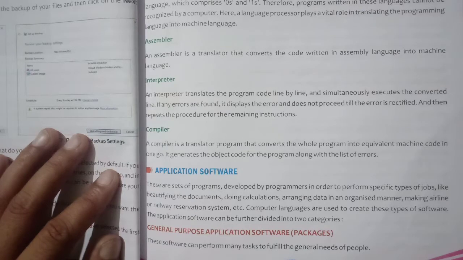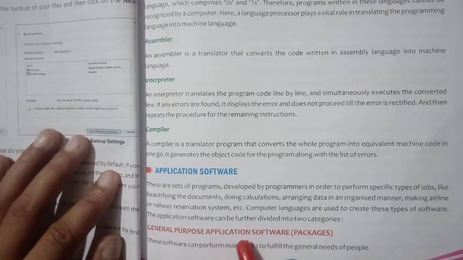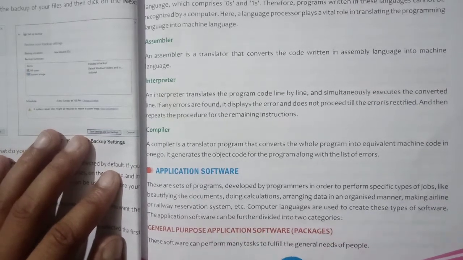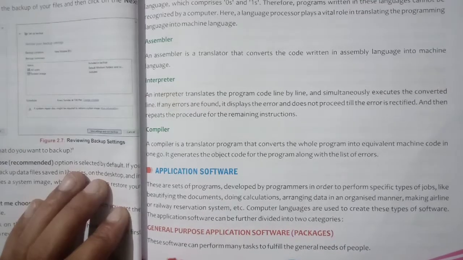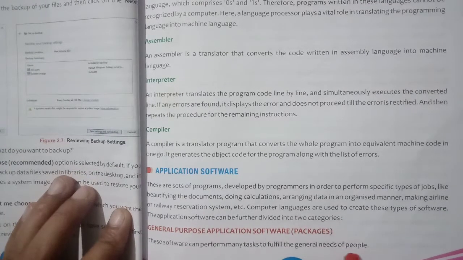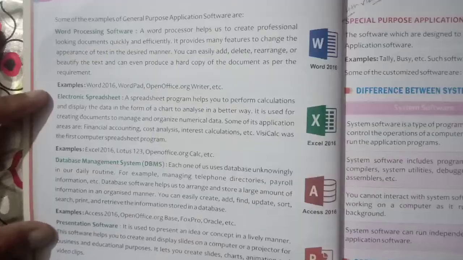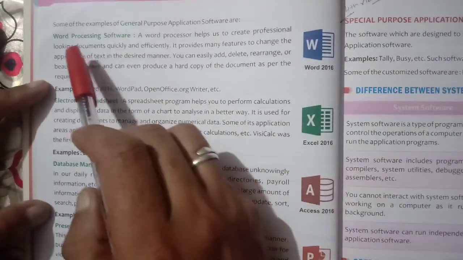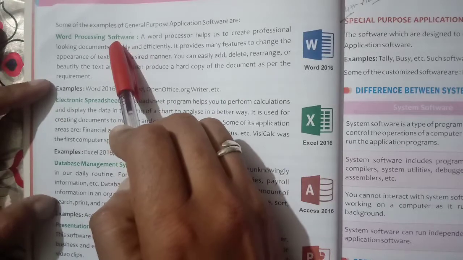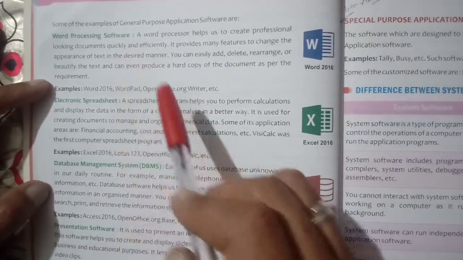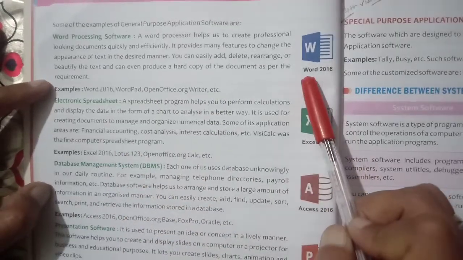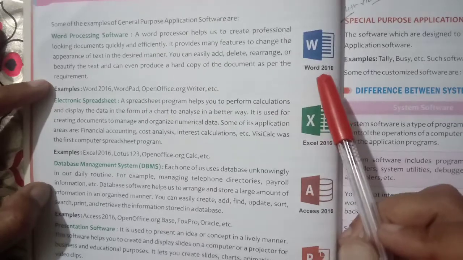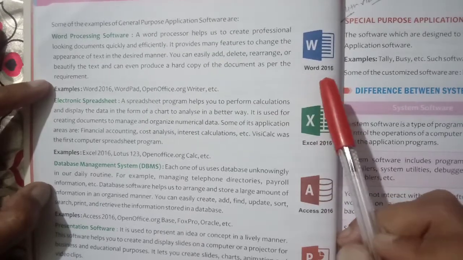Next one is our general purpose application software packages. These software can perform many tasks to fulfill the general needs of people. Here the first one is your word processing software. Word processing software means your MS Word, right? So see firstly the icon of MS Word 2016 here.